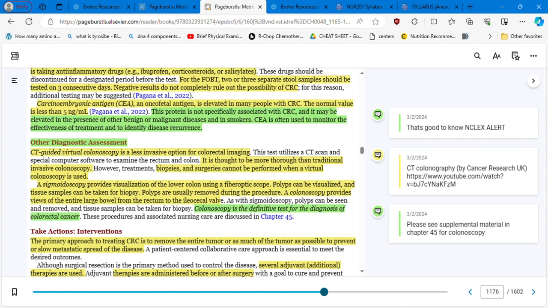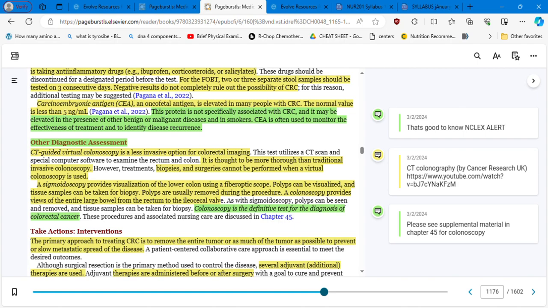CEA is often used to monitor the effectiveness of treatment and to identify disease recurrence. This is very important, to identify disease recurrence, okay? That's good to know. NCLEX alert when they ask you, because there are different markers, okay? Different tumor markers that we're gonna study through this semester until the end, especially when we get into the breast cancer markers, okay? So this is one of them.